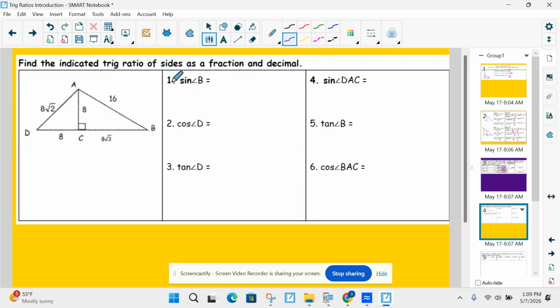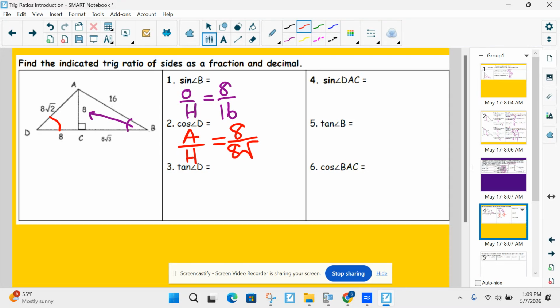So let's do some more practice. Here is sine of B. Angle B is this angle. Sine is opposite over hypotenuse. The opposite side is 8. And the hypotenuse of this triangle on the right that we're looking at is 16. Cosine of D, well, D is the angle over here on this triangle. So cosine is adjacent over hypotenuse, and the adjacent side is 8, and the hypotenuse is 8 square root 2. Since you can simplify the 8s, it becomes 1 over the square root of 2.